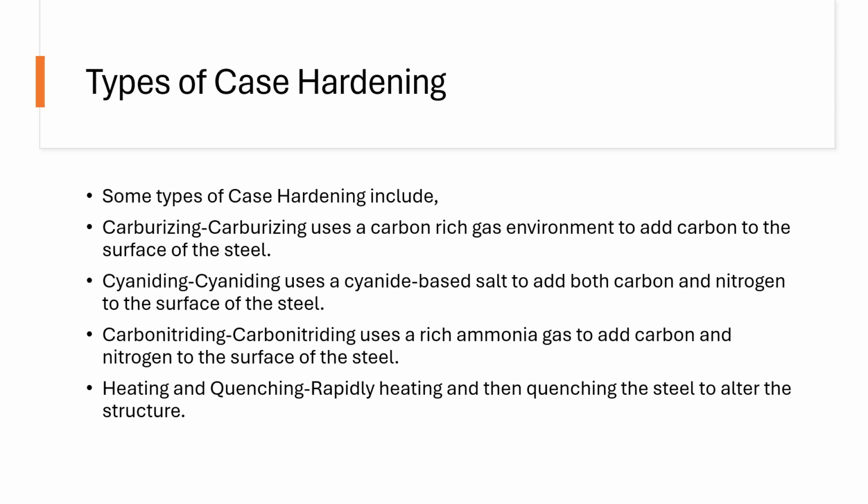There are many types of case hardening, which include, but are not limited to, carburizing, which uses a carbon-rich gas for hardening; cyaniding, which uses a cyanide-based salt to add carbon and nitrogen to the steel; carbonitriding, which uses an ammonia-rich gas to also add carbon and nitrogen to the steel; and then heating and quenching, which is the process of rapidly heating and then cooling the steel by quenching it to alter the carbon and iron structure of the steel. It is typically only useful though if the carbon content is high enough, roughly greater than 0.3% by weight, and as such is normally used alongside other hardening methods such as carburizing to yield more favorable results.